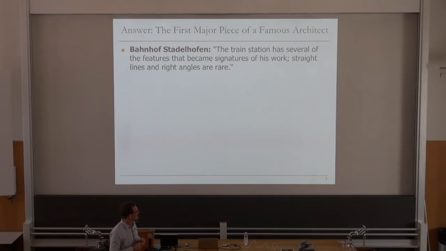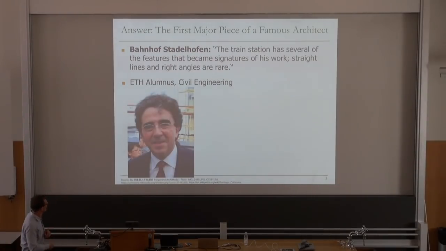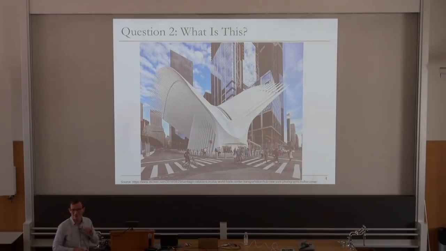It's not your usual train station. And when I first went there, a few years ago, I was quite impressed because it's definitely different. You can see this zoomorphic design. As you can see, it became the signature of his work. Straight lines and right angles are rare, and things are more like an animal, a bird, actually. And this is the person, as you can see. You can read more about him, and he's very famous for many, many other works. But there is a principle behind his works, and this is another one of these works.